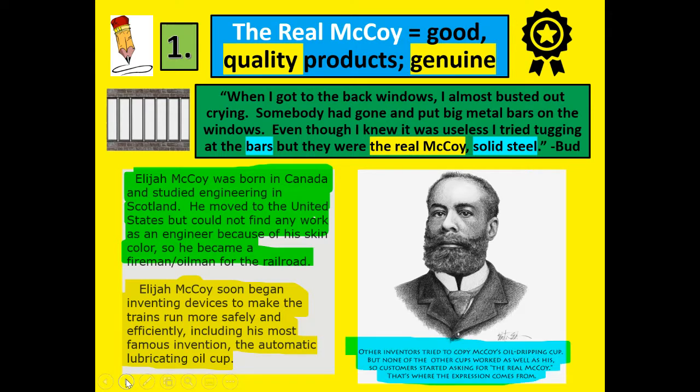So other inventors tried to copy McCoy's oil dripping cup, but none of the other cups worked as well as his. So customers started asking for the real McCoy. That's where the expression comes from. So the real McCoy means good quality products, genuine.